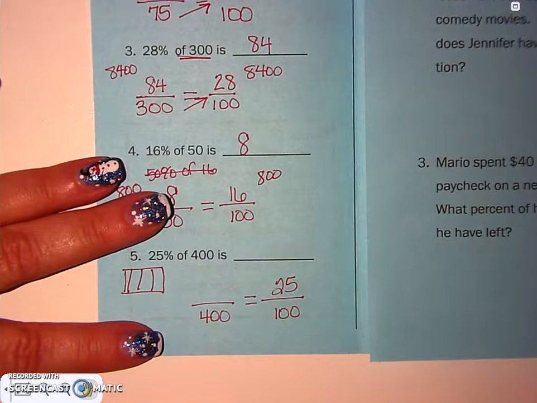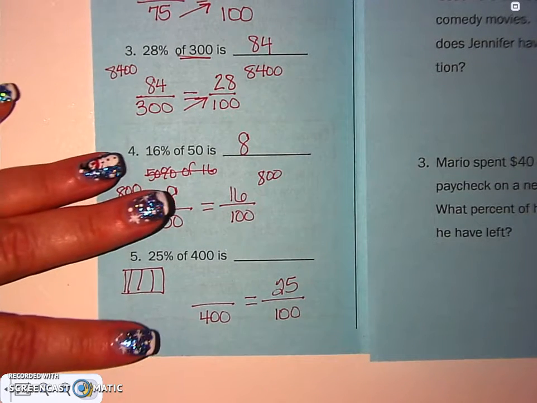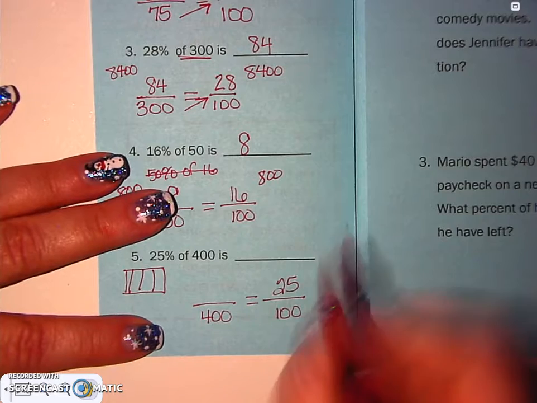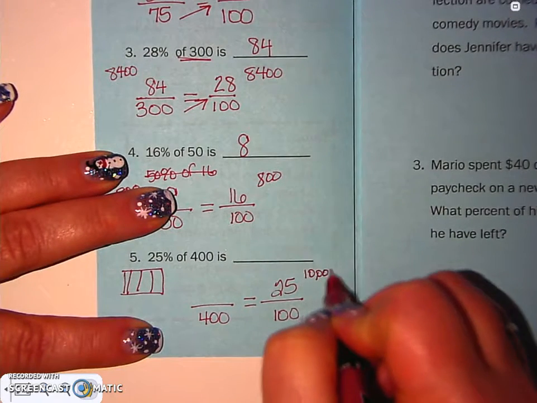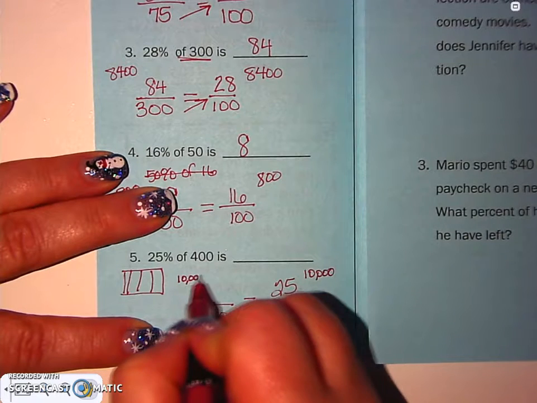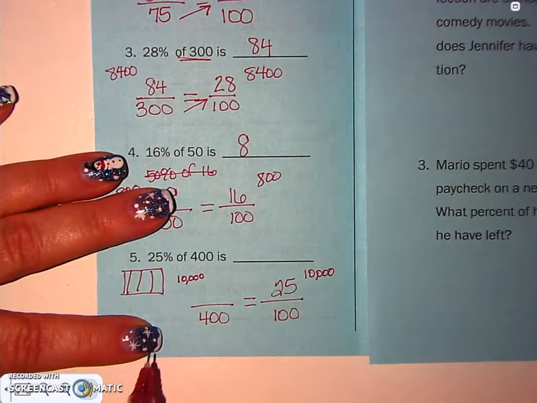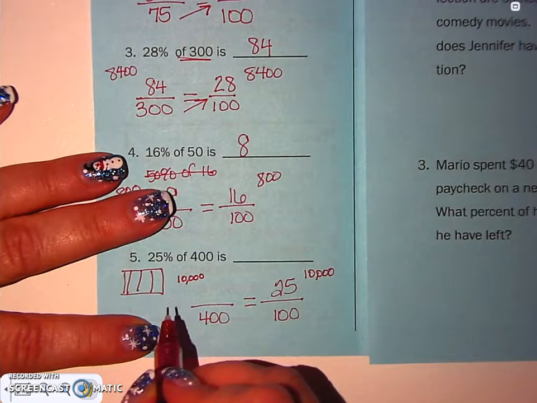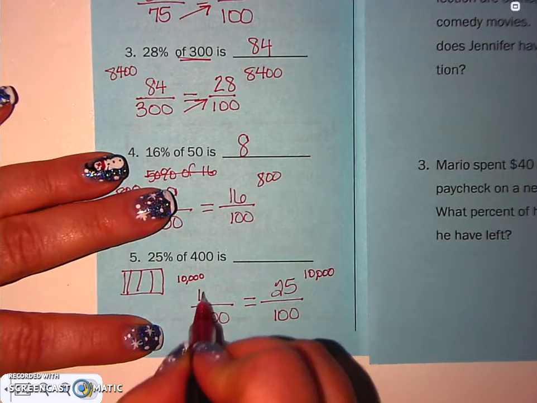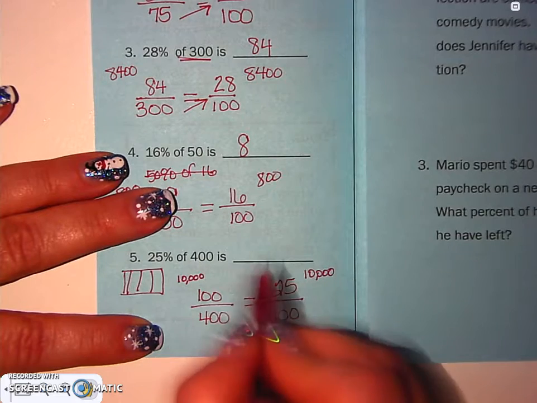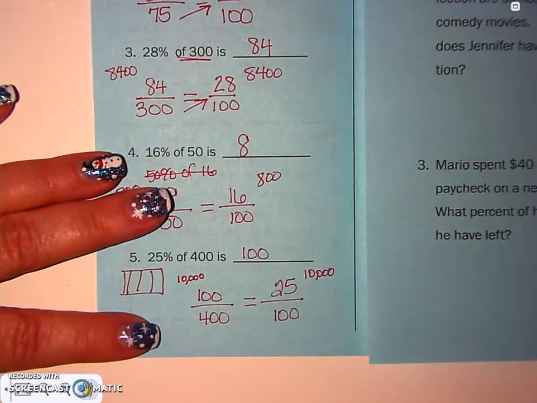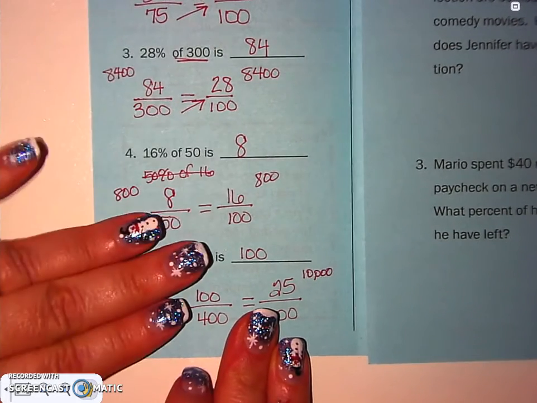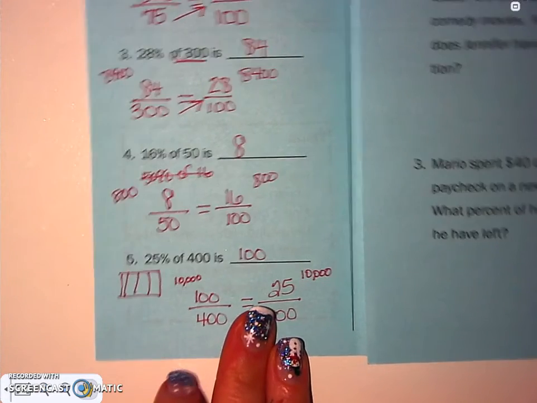400 times 25 is 10,000. 10,000 divided by 100. What do we get? 100. So 25% of 400 is 100. So this is one way to use the percent proportion. That's when the part is missing.